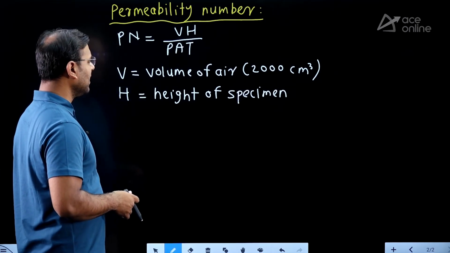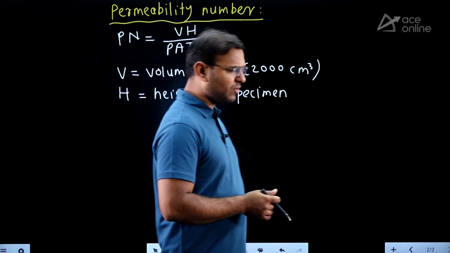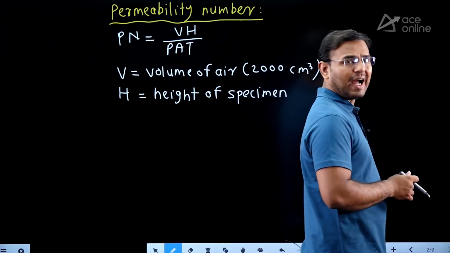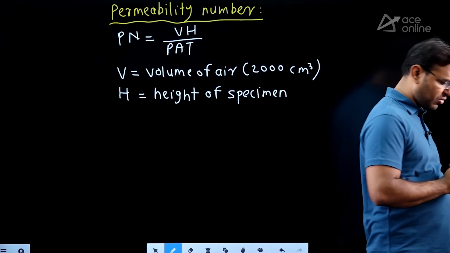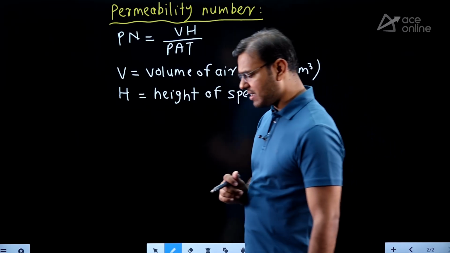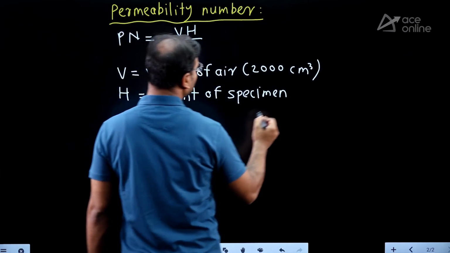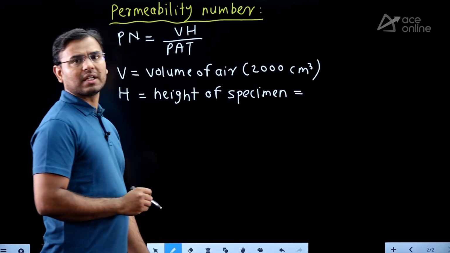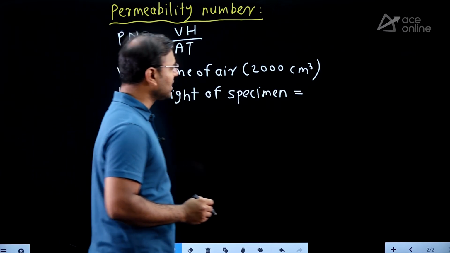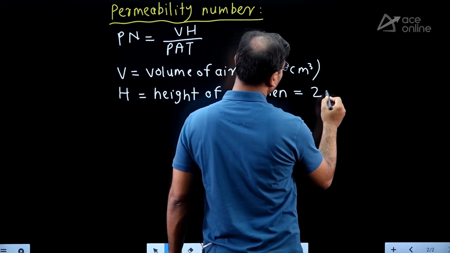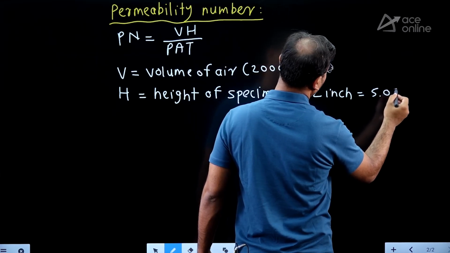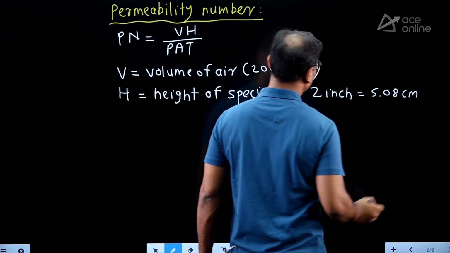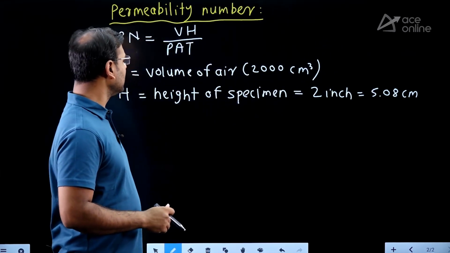And this H is the height of the specimen, guys. What is the height of the specimen? Here, the height and diameter of the specimen remain the same, and we say the height is 2 inch. But guys, in the calculation, we are not taking inch, we are taking centimeter. That is, 2 inch is equal to 5.08 centimeter. Okay, we are taking the calculation in centimeter.